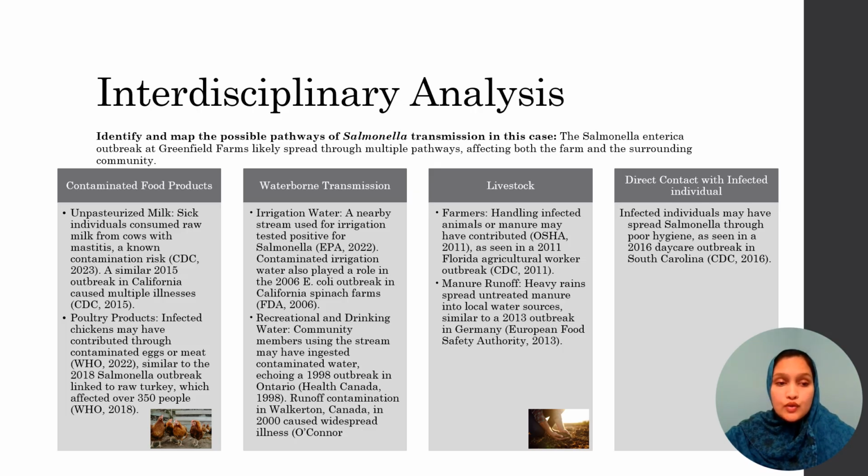Secondly, we look at poultry products. Infected chickens may have contributed through contaminated eggs or meat, similar to the 2018 salmonella outbreak linked to raw turkey, which affected over 350 people. Next, we look at waterborne transmission. When we look at the irrigation system, a nearby stream used for irrigation tested positive for salmonella.